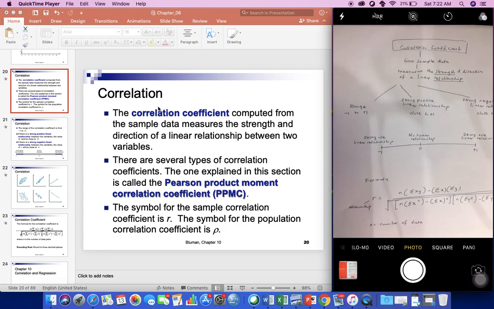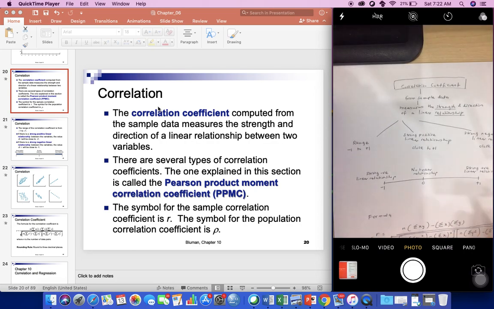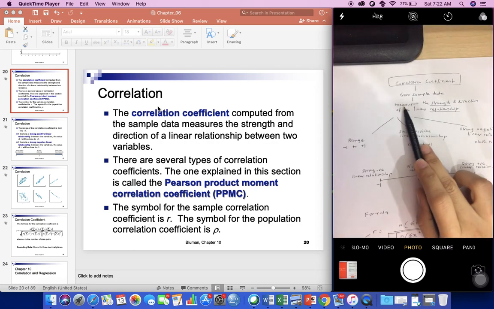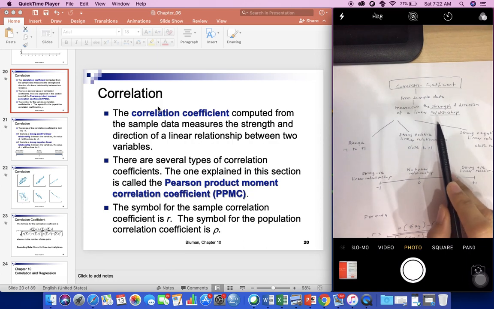Okay, so let's continue with the correlation coefficient. What is the correlation coefficient? From sample data, we want to measure its strength, and we also want to measure the direction of a linear relationship.